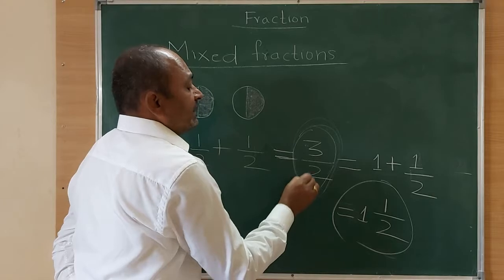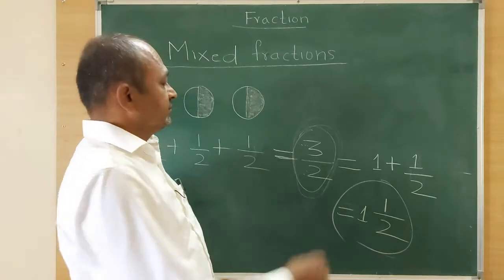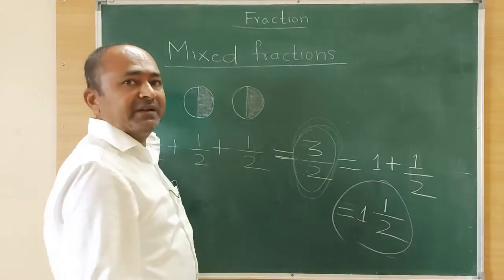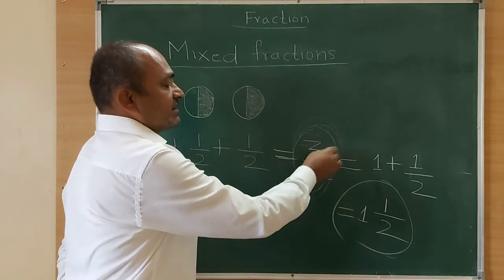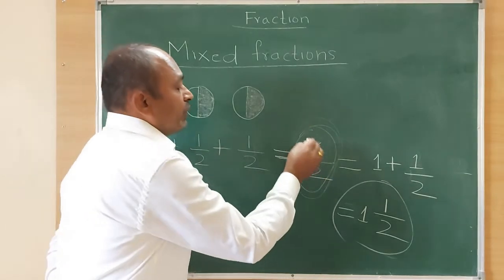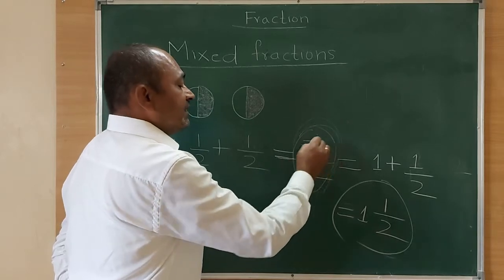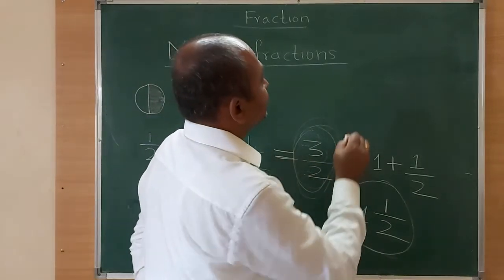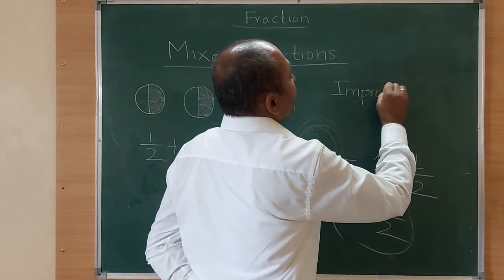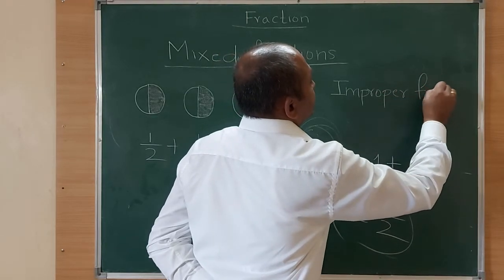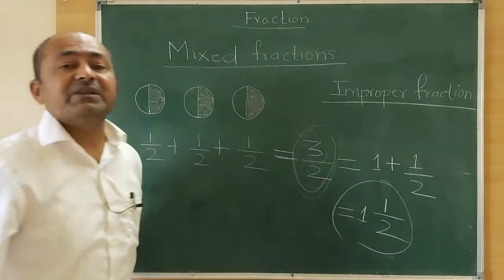Now these types of fractions, in which the numerator is greater than the denominator, means the dividend is greater than the divisor. Numerator is dividend and denominator is divisor. This is the number which divides, and this is the number which is divided. So a fraction where the numerator is greater than the denominator is called an improper fraction. This is not a proper fraction.